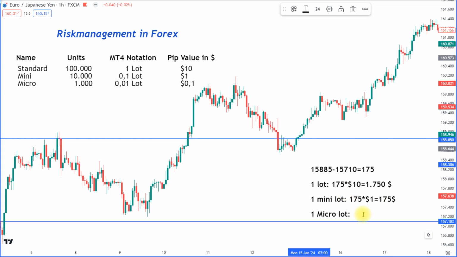And for a micro lot, this would be 175 times $0.1, which equals $17.5 of risk. There are really different options, different sizes, so each trader needs to find out which size is the best or the right one for him or her to trade with.